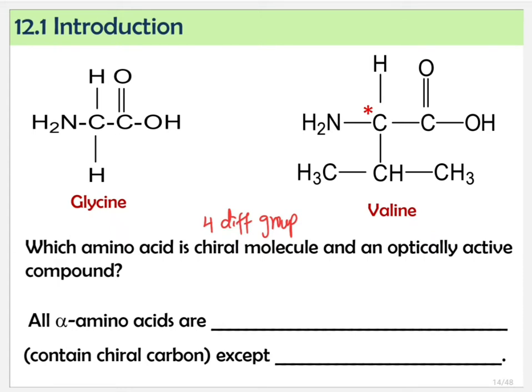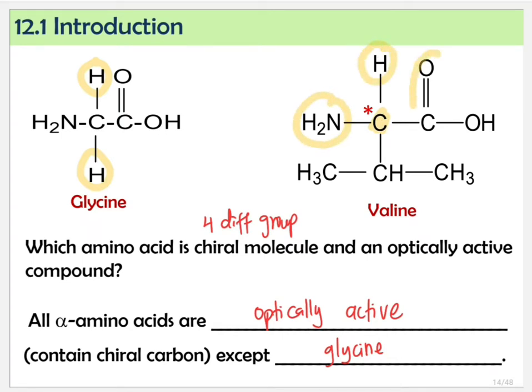Jadi, all alpha amino acids are optically active. So, bila dia optically active, bermaksud ada chiral carbon dalam compound tersebut. Kecuali for glycine. So, satu sahaja amino acid yang tidak chiral iaitu glycine. Sebab apa? Sebab dia ada hidrogen kan, benda yang sama. Jadi, tak ada chiral carbon untuk glycine. Kalau contoh kita tengok valine. So, this is the chiral carbon sebab dia bonded dengan hydrogen, NH2, COOH dan this isopropyl. Okay, jadi keempat-empat group ni adalah berbeza. Okay, makanya valine adalah optically active compound sebab dia ada chiral carbon.